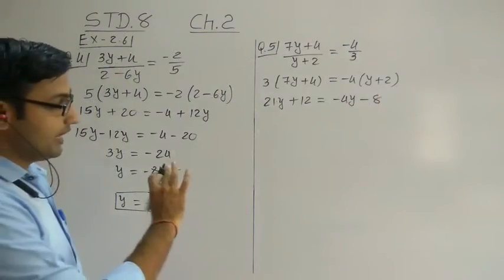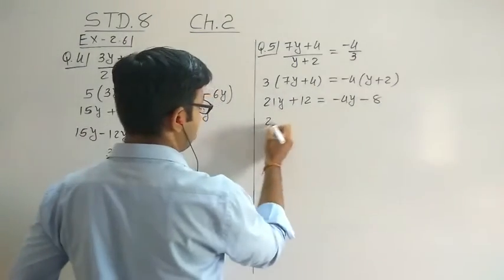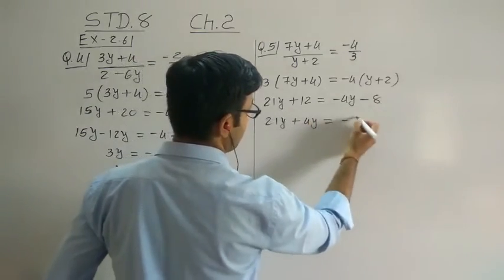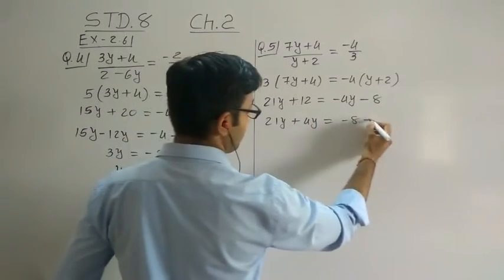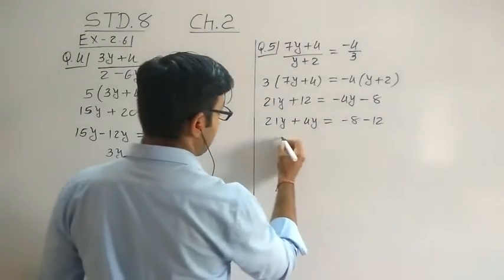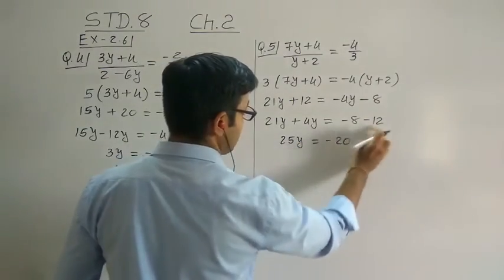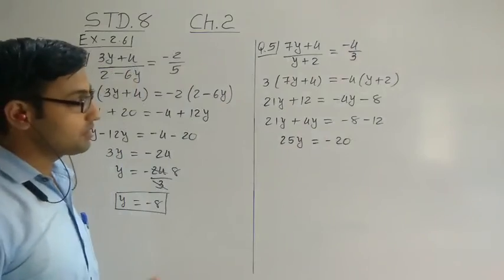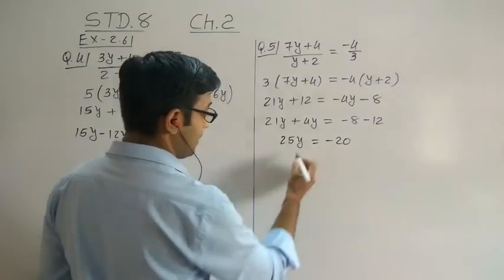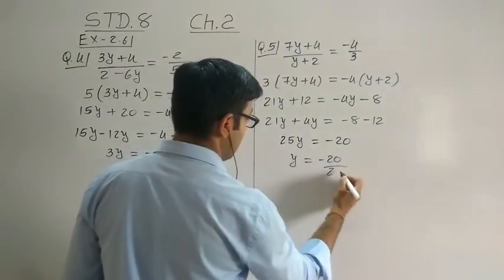Now same method: collect all the terms with variable y on the left and the constants on the right-hand side. So we get 21y + 4y is equal to -8, and this term will also become negative, that is -12. 21 plus 4, 25y is equal to -20. See, both have the negative sign, so we have to add 12 plus 8, 20, but we take the negative sign. So now take this 25 to the right-hand side, we get y = -20/25.